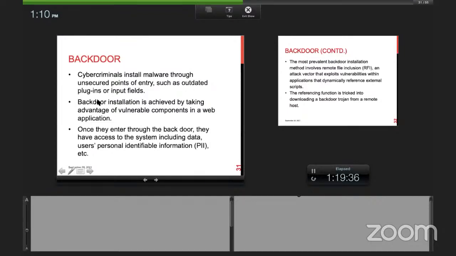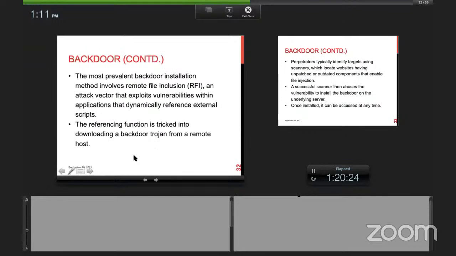There may be some outdated plugins or some input fields through which garbage or reformatted data points may go in. Suppose there are some fields which do not always have valid data attributes. Those can be targeted to put in attributes which will not be checked, and hence you will not get the proper output for which you are using the system. Once they enter through the back door, they may have access to the system, including the data, users' personal identifiable information, and so on.